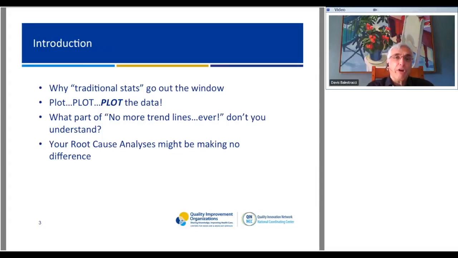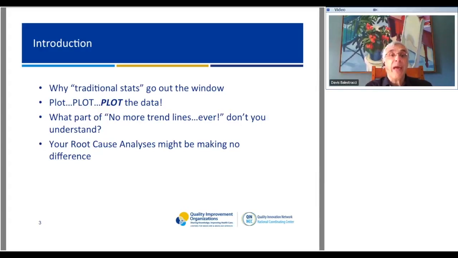Some of this might be a shock to you or to many of the people you work with: I'm going to show you why trend lines are worthless. Yes, worthless. So what part of no more trend lines ever don't you understand? And I'm also going to introduce you to the fact that I know many of you are knee-deep in root cause analyses, and I might have a way to show you whether you're making a difference or not.